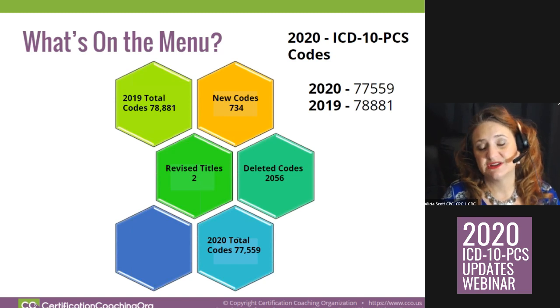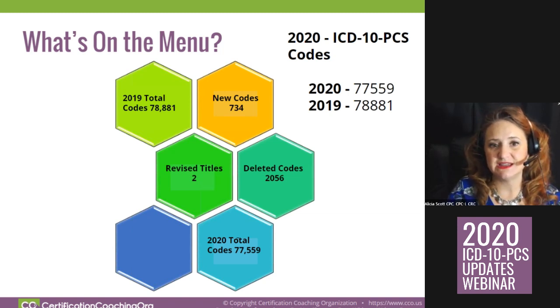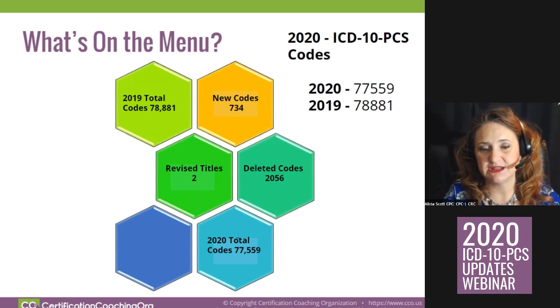New codes, we have only 734, right? We deleted over 2,000 codes. We have only 2 revised titles, and it's pretty unique. It's to clarify, and that's what you usually see with ICD-10-CM and even with CPT, when you start seeing the updates and everything, a lot of this is clarifying. It's making the code set better and more applicable to what's being used.